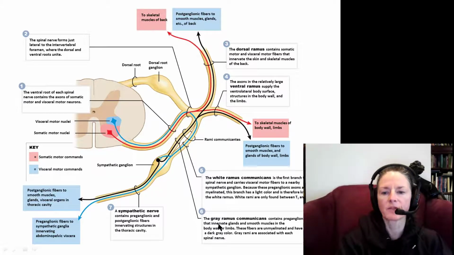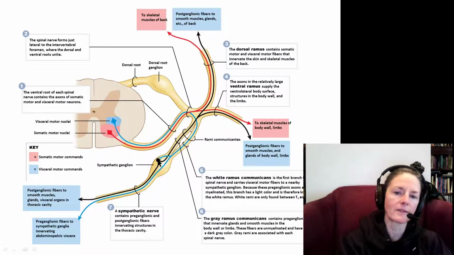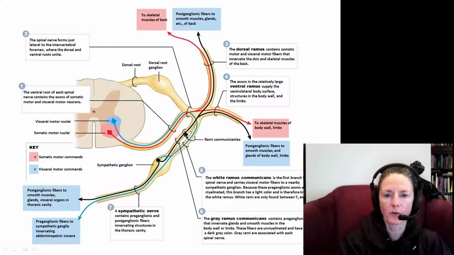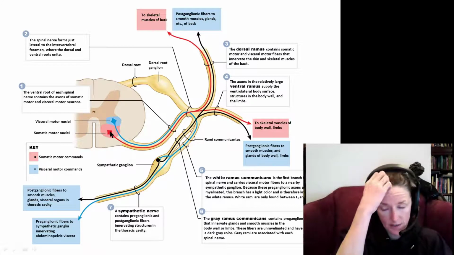Now, I'd like to point out a mistake on this slide, because the gray ramus communicans is basically containing postganglionic fibers, that is, axons that are arising from cell bodies that are in the ganglion, so it's postganglionic. These fibers are typically unmyelinated, and so this is why it's called the gray ramus, because it doesn't appear white. And it says preganglionic fibers here, that should be postganglionic.